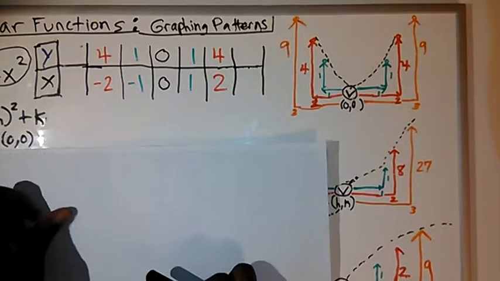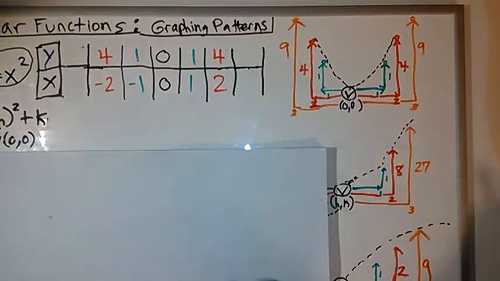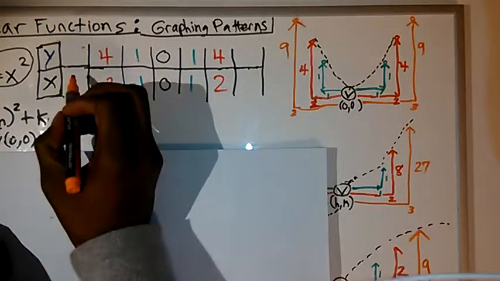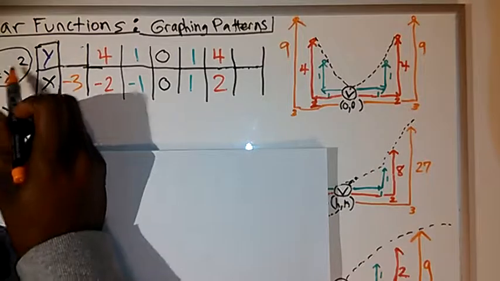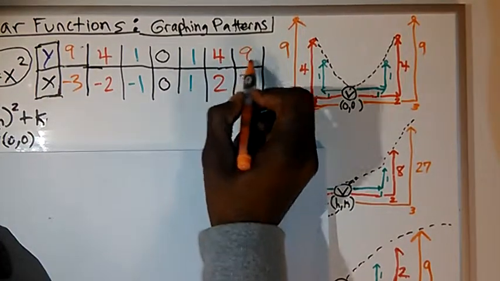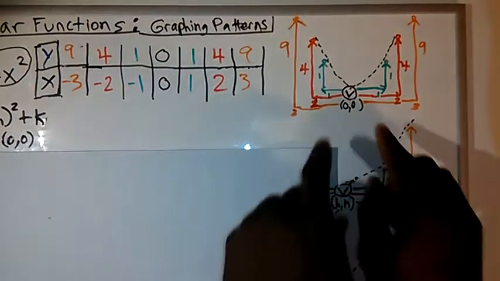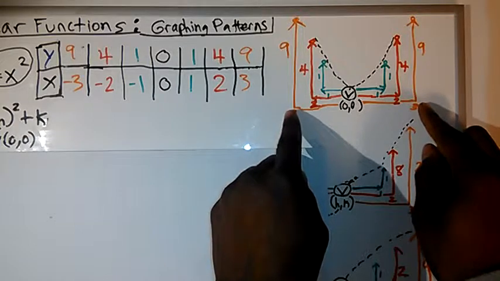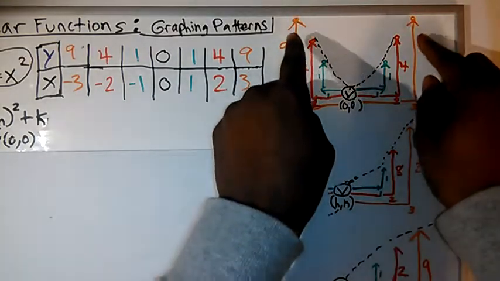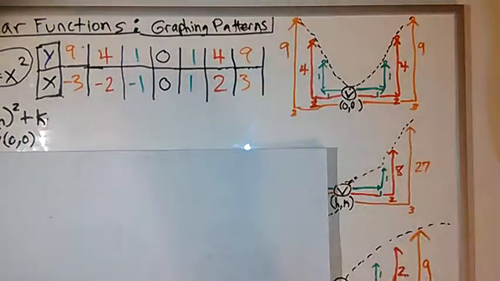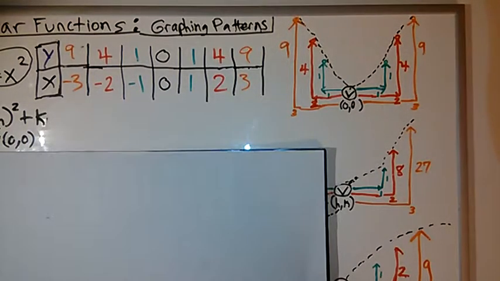If it wasn't factored by another number. So what happens if we add 3 to it, negative 3 to it? Negative 3 squared would be 9. Positive 3 squared would be 9. Same thing. This time we're going over 3 times. 1, 2, 3. 3 squared is 9. 1, 2, 3, 4, 5, 6, 7, 8, 9. And we can still connect the dots like this. And that's how you will always graph a quadratic equation.